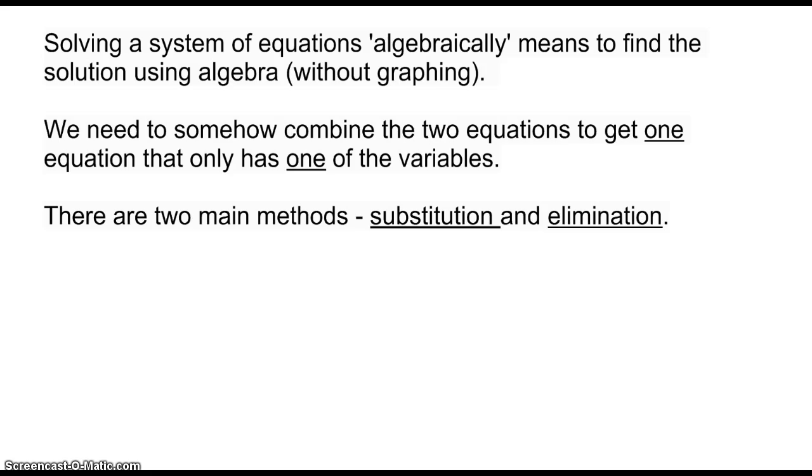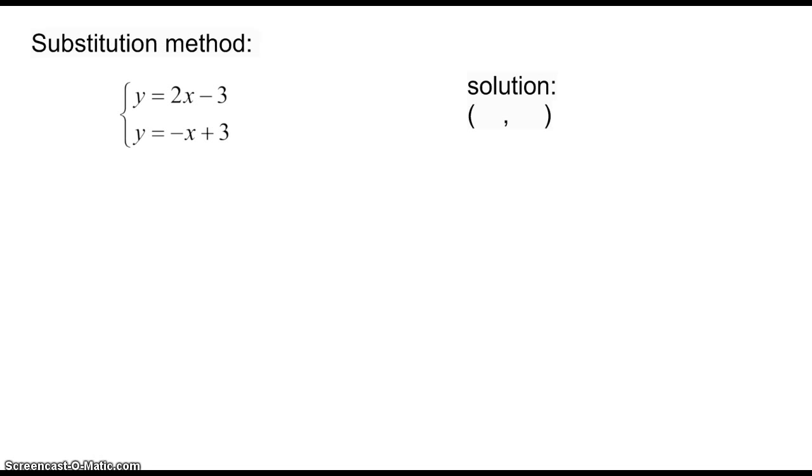Okay? There's two main methods to do this. One's called the substitution method, and one's the elimination method. We're going to cover the substitution method in the rest of this video, and then in part 2 we'll talk about the elimination method. Okay, the substitution method goes like this. Here's that same system, y equals 2x minus 3, and y equals negative x plus 3.